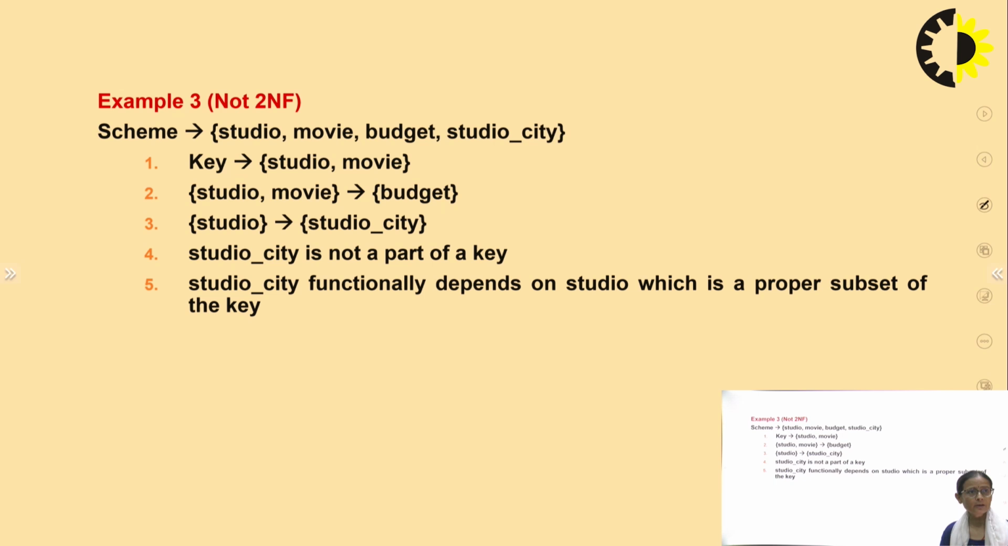Now, in this particular example, we have the keys studio and movie. Budget depends on both of these, whereas studio city is dependent only on studio. Again, this is not in 2NF.